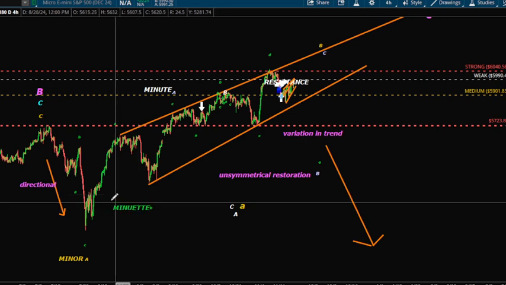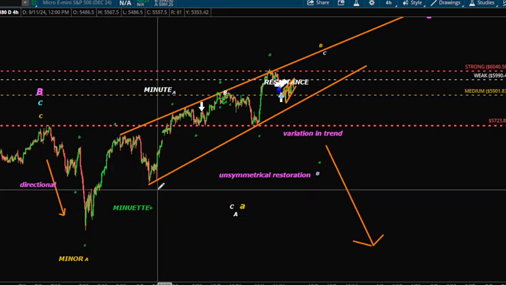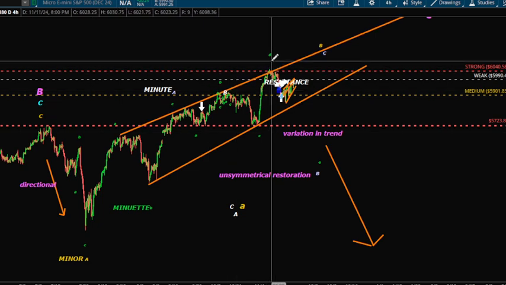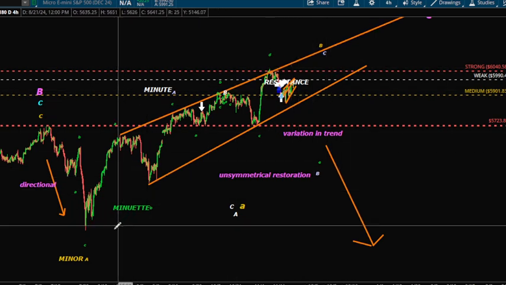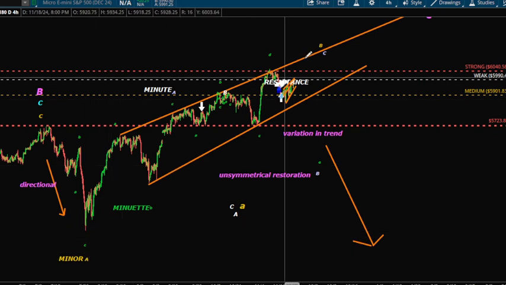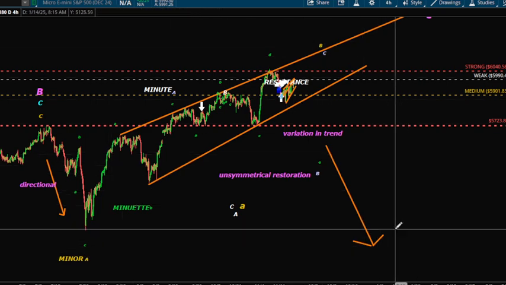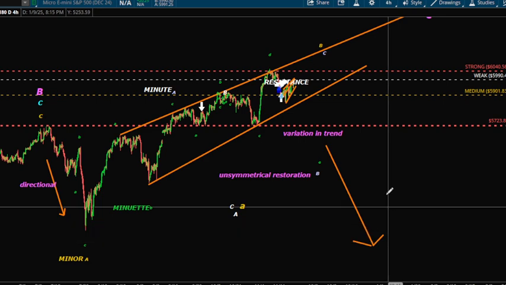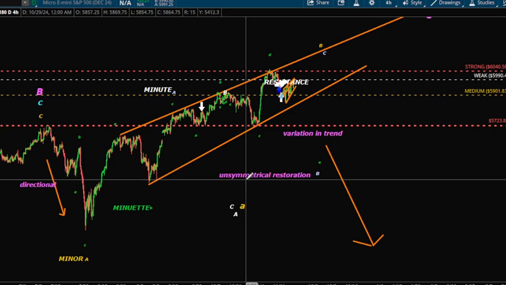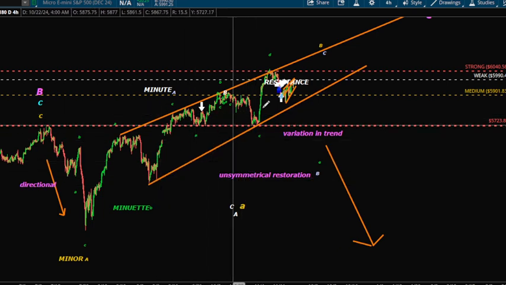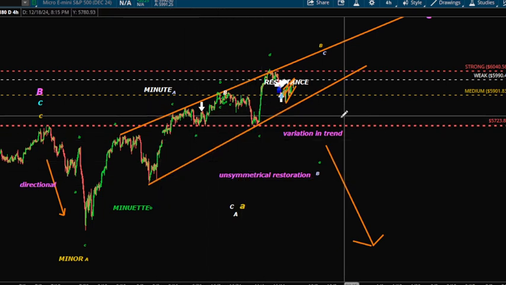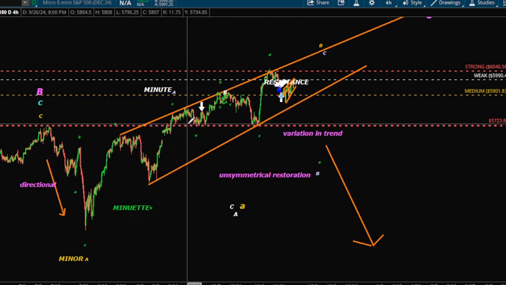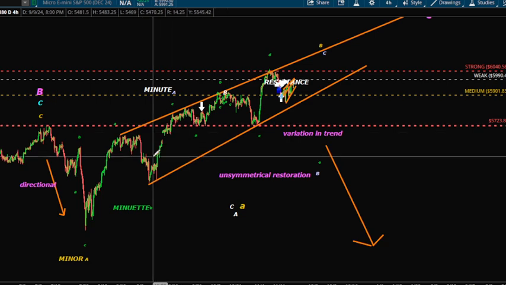I counted a couple of ways where this was A, B, and this was C, D, and E here, and we're looking for the turn down to finish the minor degree A, B, and C. So we're looking for the minor leg C down. Now that's still the case, but I'm just trying to make sense of this triangle. I think I might have counted it wrong, but it's still going to be the same outcome.